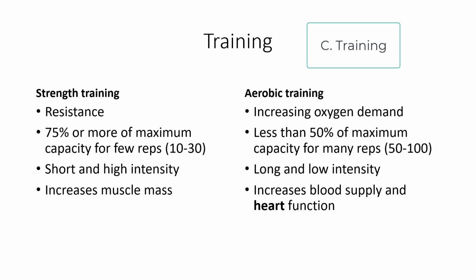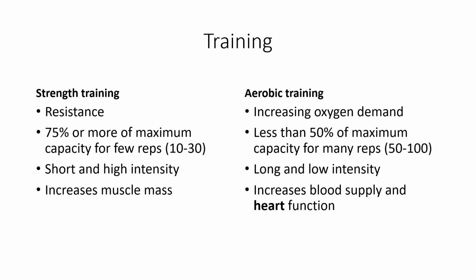For strength training, i.e. training the fast twitch fibers, this is going to be focusing on resistance. A high amount of weight, a small amount of reps. 75% or more of your maximum capacity for a very few reps. Short exercises, high intensity exercises. And their goal here is to bulk up and increase the muscle mass. That's what strength training does.